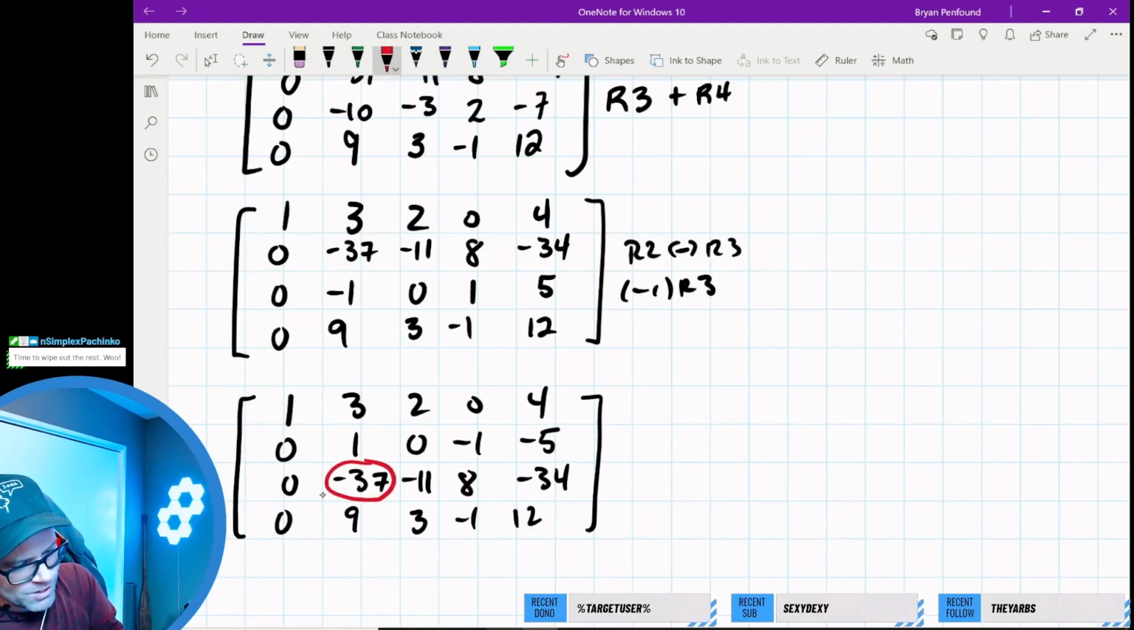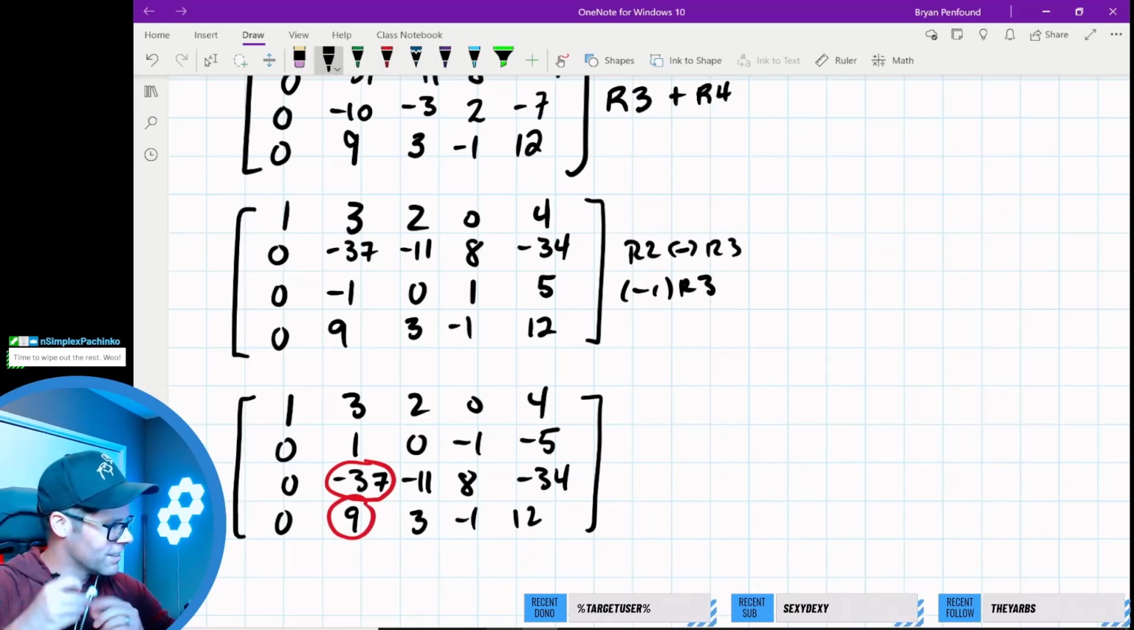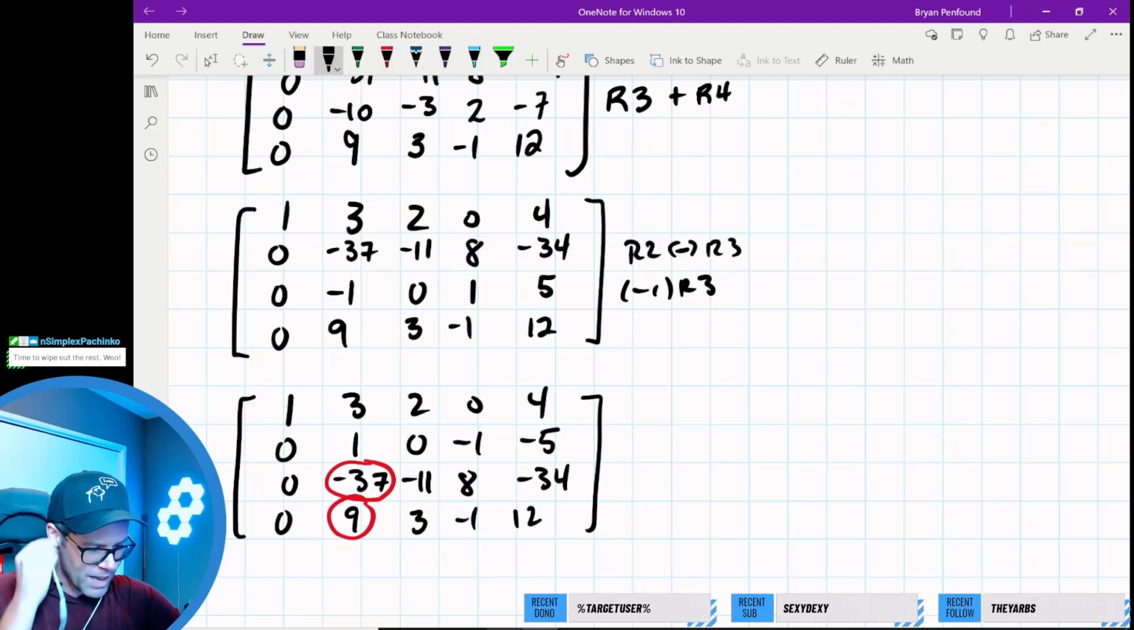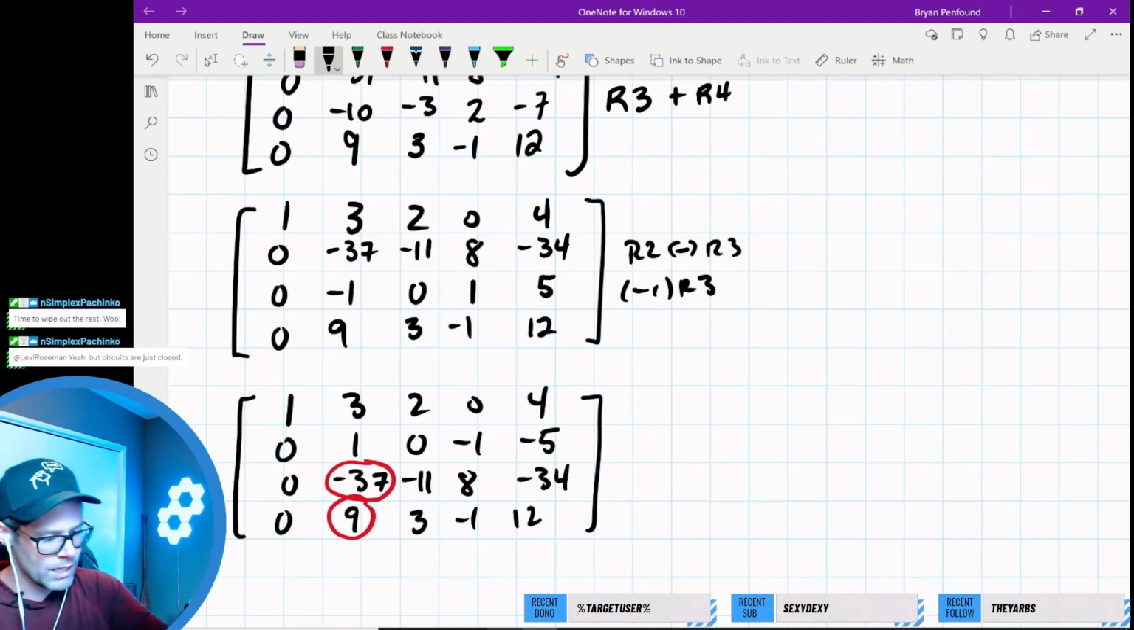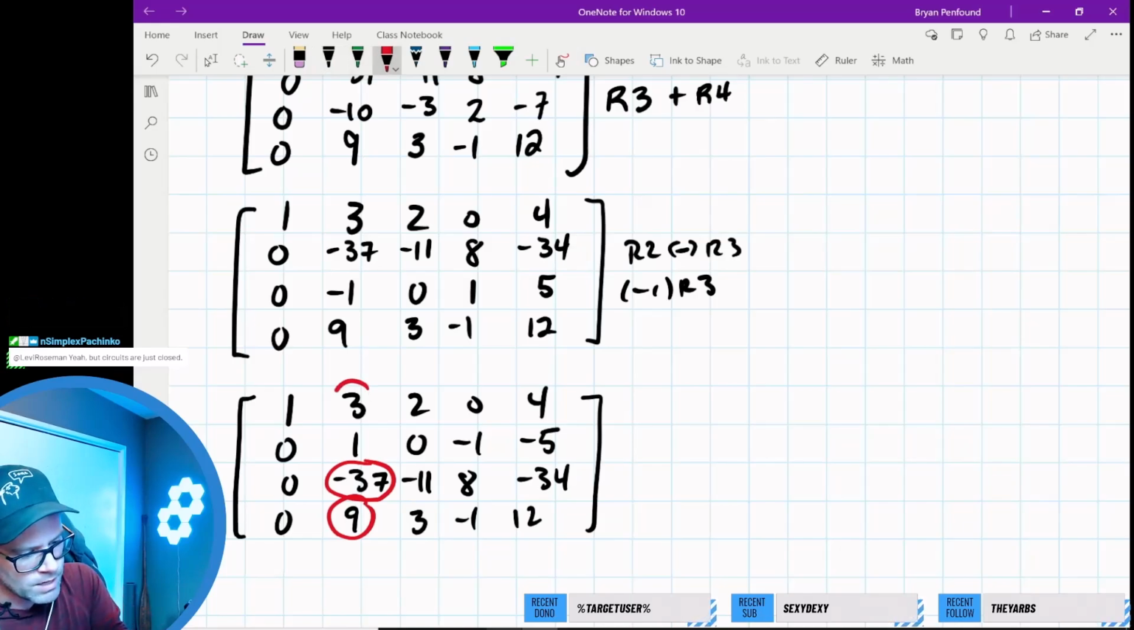Now we can get rid of this stupid 37, which has been bothering the shit out of me for like... Yeah, time to wipe out the rest, exactly. I mean, we're already here. I have a leading 1, so I might as well just try to get as many zeros as possible. That way the back substitution is a little bit easier.